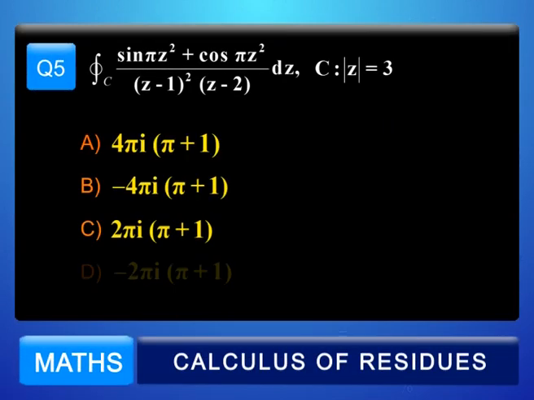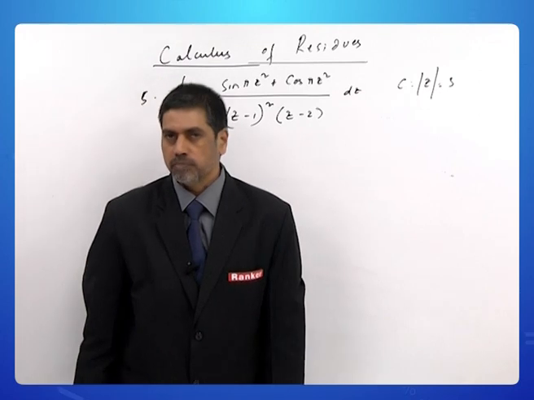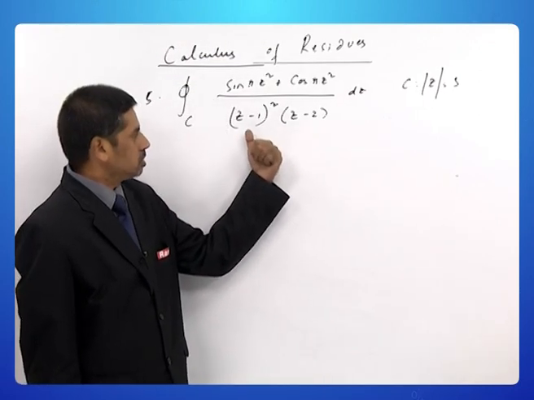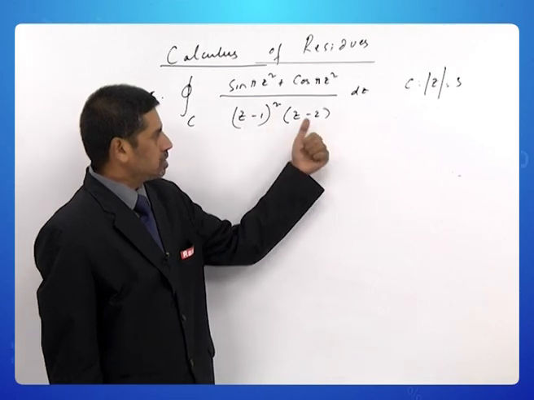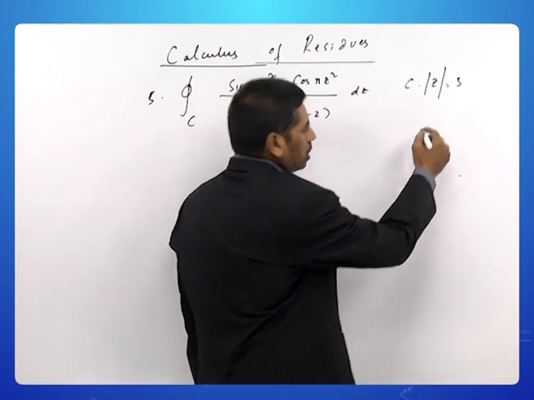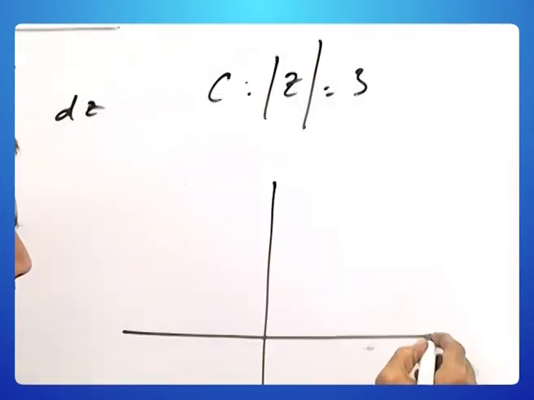Question number 5. What is the output of the contour integral of (sin pi z squared plus cos pi z squared) by (z minus 1) whole squared into (z minus 2), where C is the contour, mod z is equal to 3? Now, let us analyze this question. You can see we have got poles. z is equal to 1 is a double pole and z is equal to 2 is a simple pole, and the contour is mod z is equal to 3.